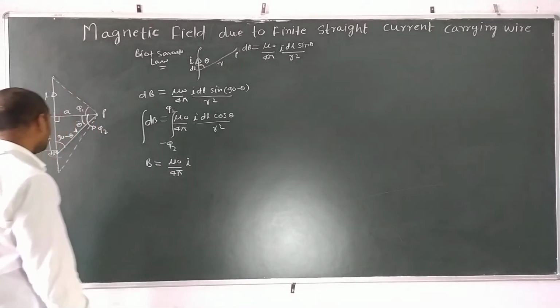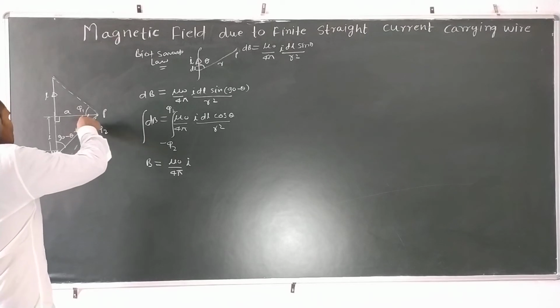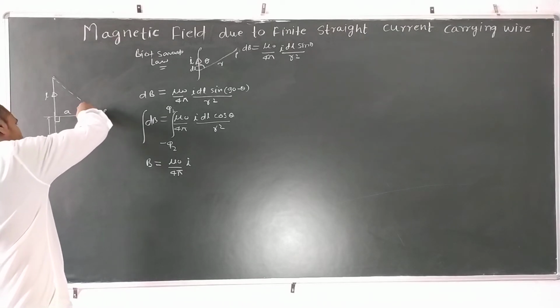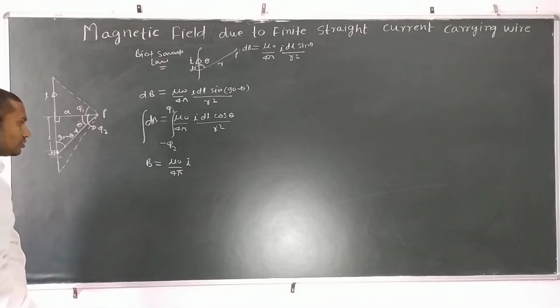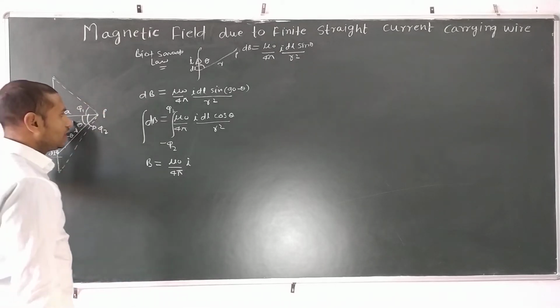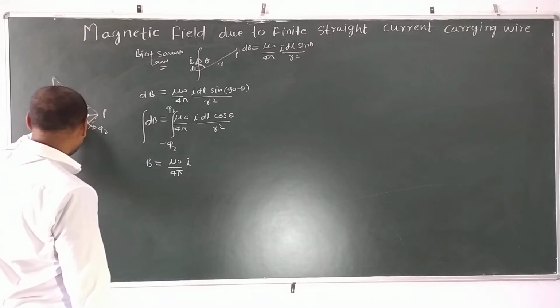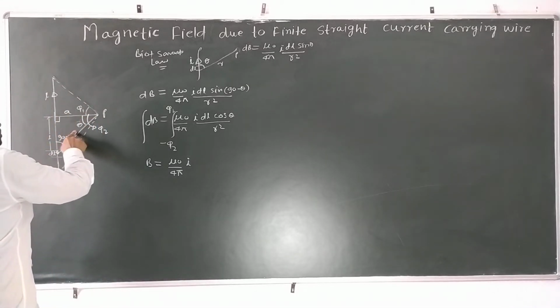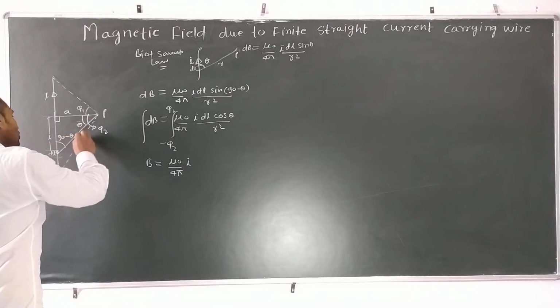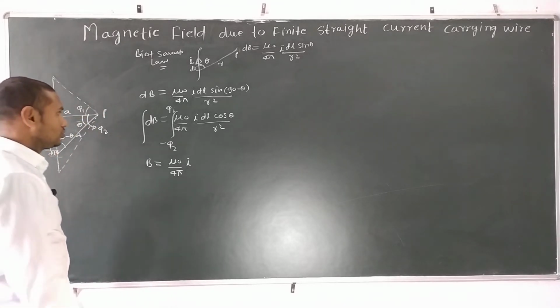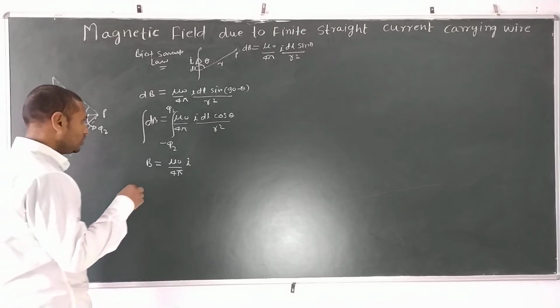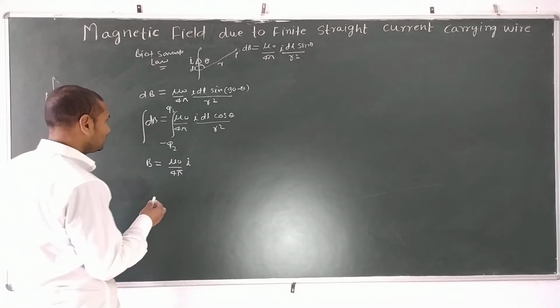And there are two variables. Theta is variable: as you increase phi 2, theta is also increasing, and as you increase phi 1, theta is also increasing. So theta is variable, and r is also variable. As you increase theta, r also changes. So there are two variables, and we have to change to only one variable.